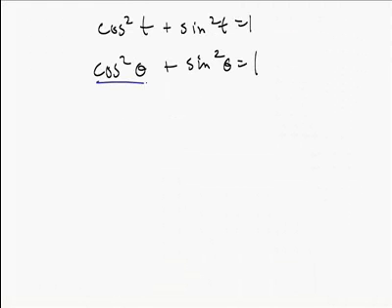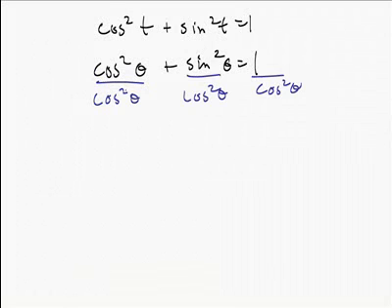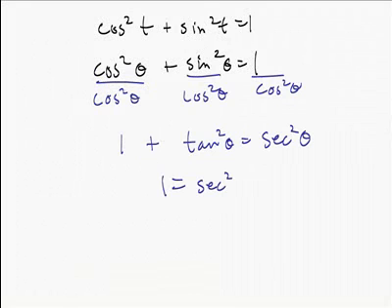For example, if I divide everything by cosine squared, I get another trig identity. Cosine squared over cosine squared is 1. Sine squared over cosine squared is tangent squared. And remember that 1 over cosine is the same as secant. So 1 plus tangent squared is secant squared, or we could say that 1 is equal to secant squared theta minus tangent squared theta.